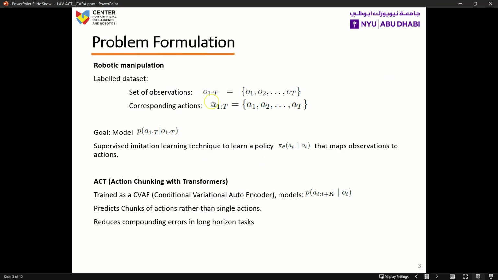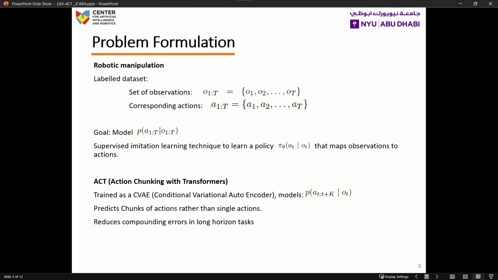Let us begin by formulating the problem. To enable robotic manipulation, we rely on a labeled dataset containing observations and corresponding actions. So these actions are often collected by human experts. Thus, the dataset is labeled as expert demonstrations. Observation sequence could be any input from robot sensors. For our research, it is going to be visual from cameras.